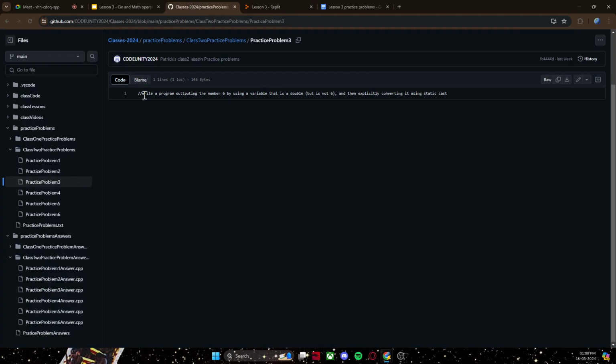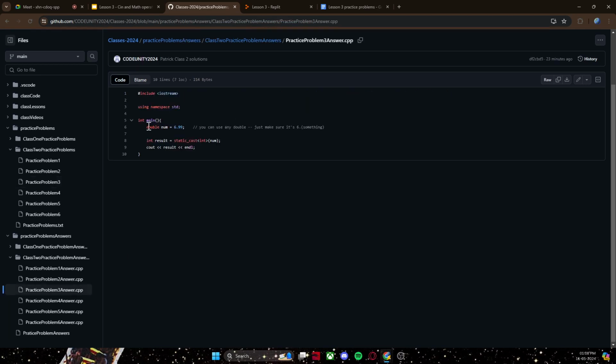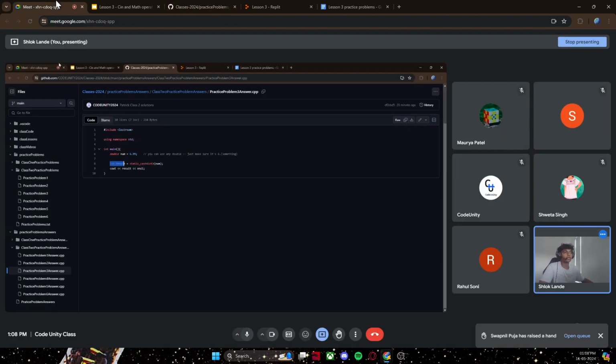Now for the third one, it says write a program outputting the number 6 by using a variable that is a double but not 6, then explicitly converting it using static_cast. For this one, we've made a double and made it equal to 6.99. The syntax for explicit conversion is this, so you might have to memorize that, or you could just look it up when you need it.